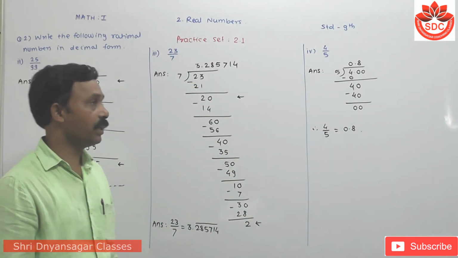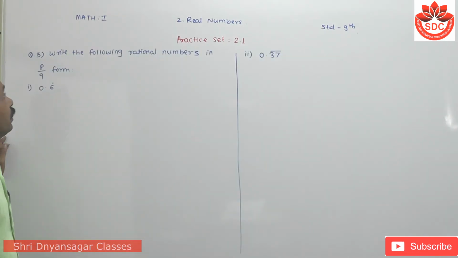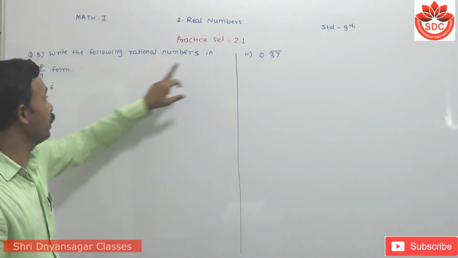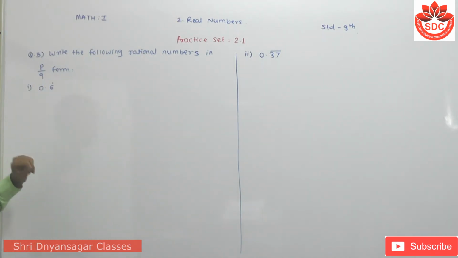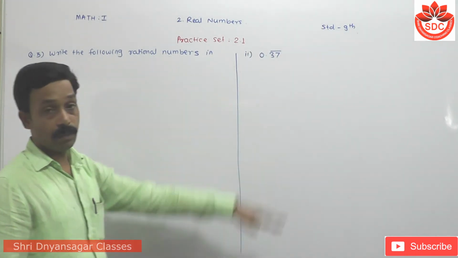Student, there is one example remaining here. You have to solve it at home. Next question, question number 3. Write the following rational numbers in P upon Q form. First question I take here is 0.6 bar. The second one is 0.37 bar.